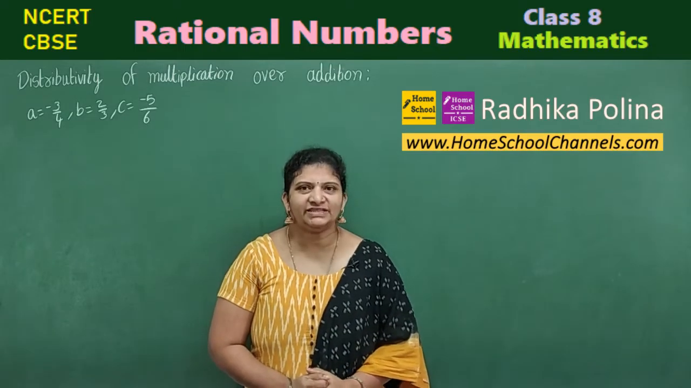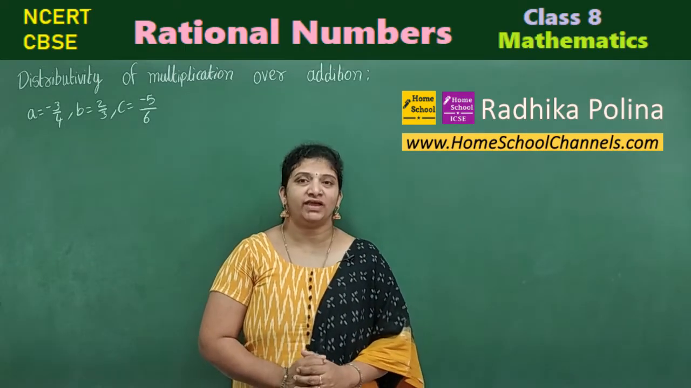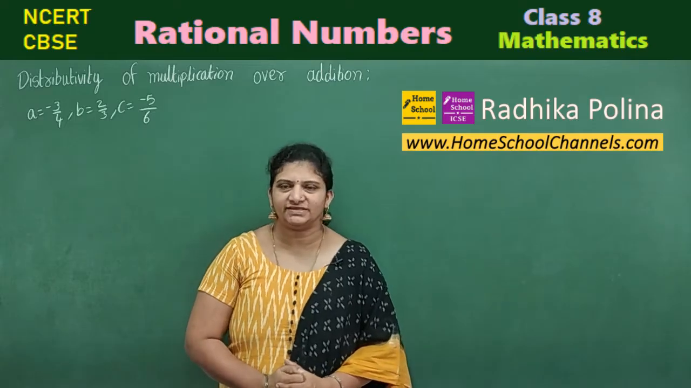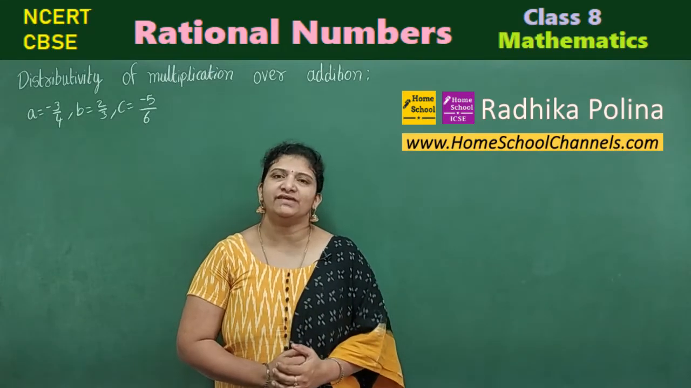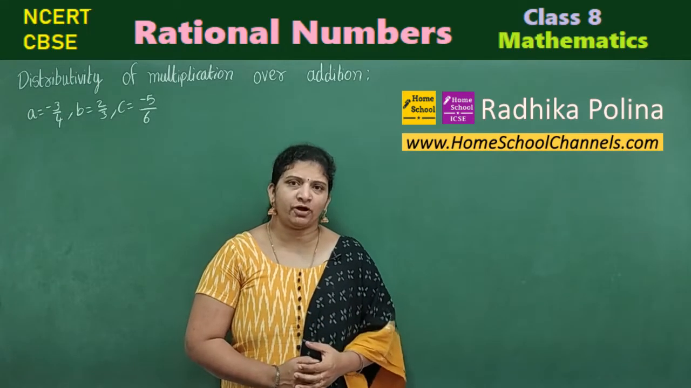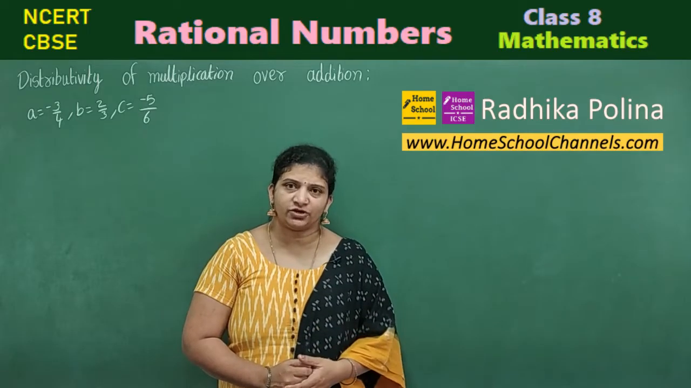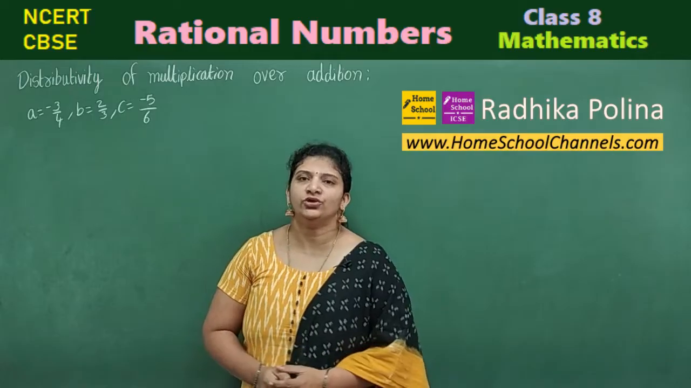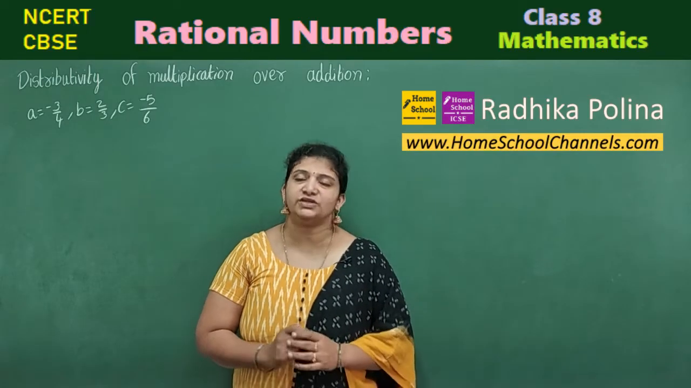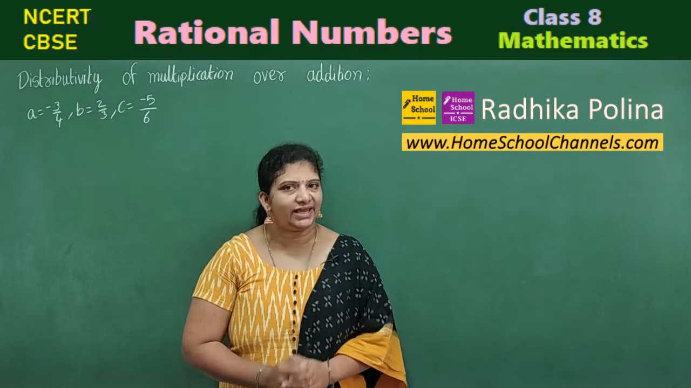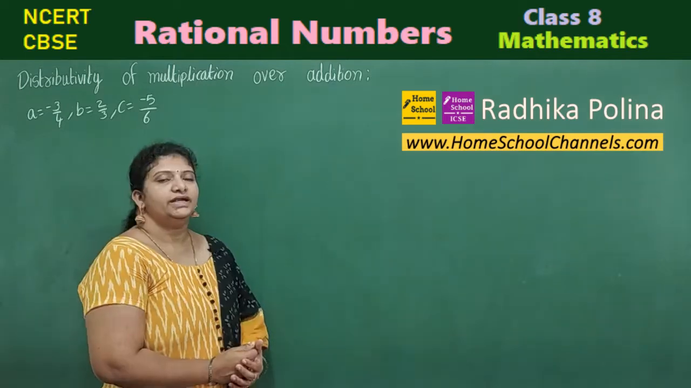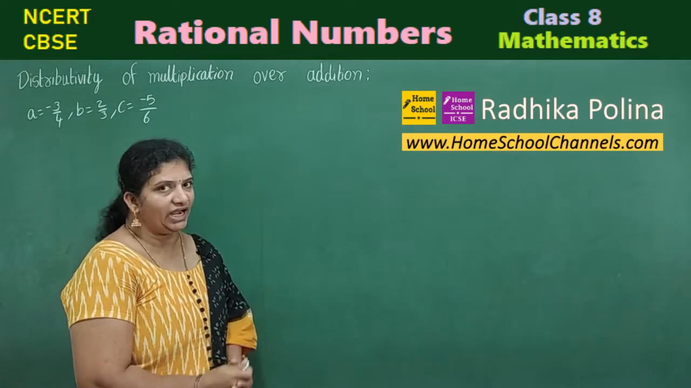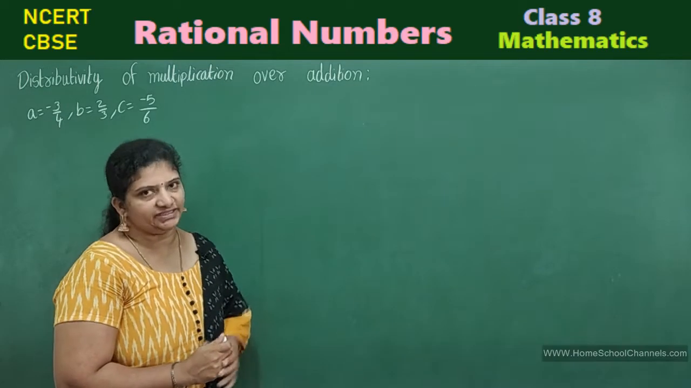We are in our second chapter, Rational Numbers, and we are continuing the properties. In our last sessions, we have seen about closure property, commutative property, associative property for all numbers. But now, in this session, we are going to discuss the distributive property for only rational numbers. Distributivity of multiplication over addition.